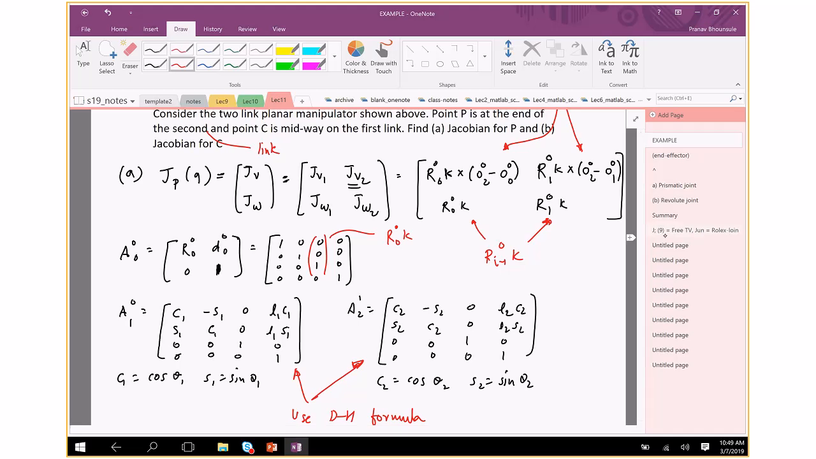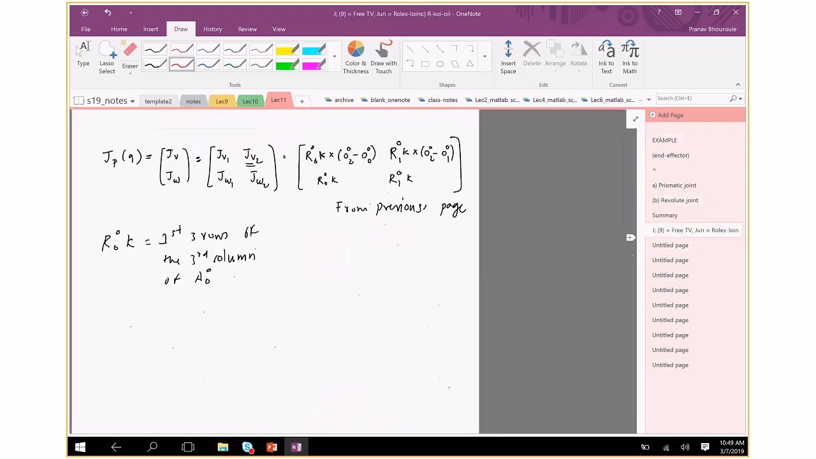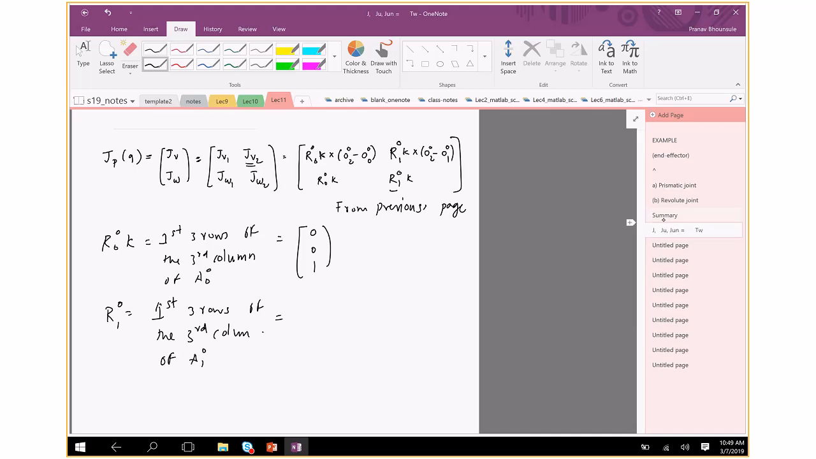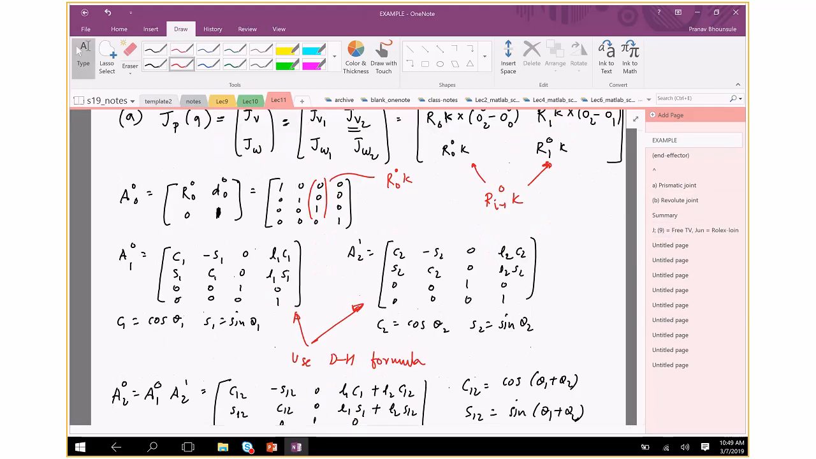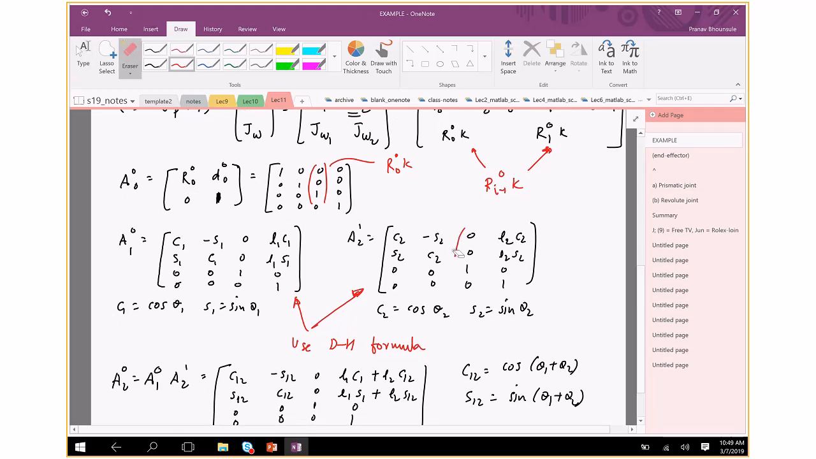So we put that here: 0 0 1. So we need R10. Similar to this, it is the first three rows of the third column of A10. So let's go back and check what that is. First three, not this, my bad, this one. First three rows of the third column of A10. So let's write that down.